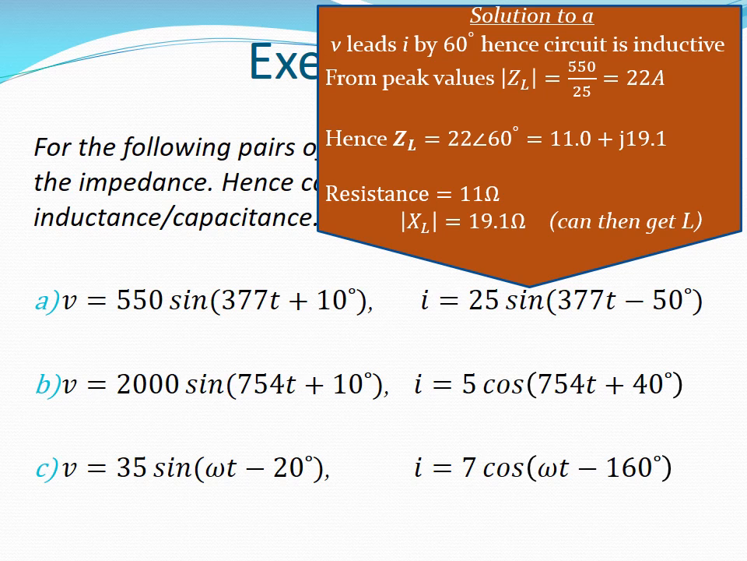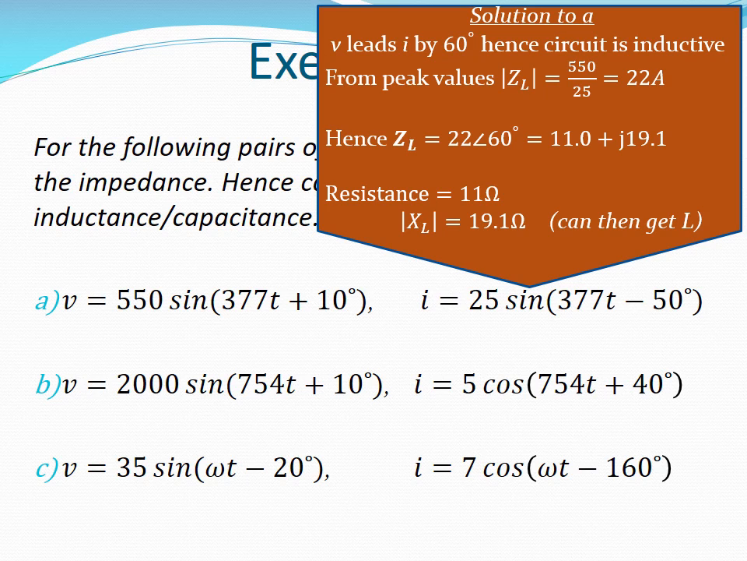From the expressions, we notice that voltage leads current by 60 degrees. Therefore, the circuit is inductive. In other words, it is made up of a net resistance and a net inductance. From the peak values of voltage and current, the magnitude of the impedance is calculated as 22 ohms. Therefore, the complex impedance equals 22 ohms at 60 degrees.